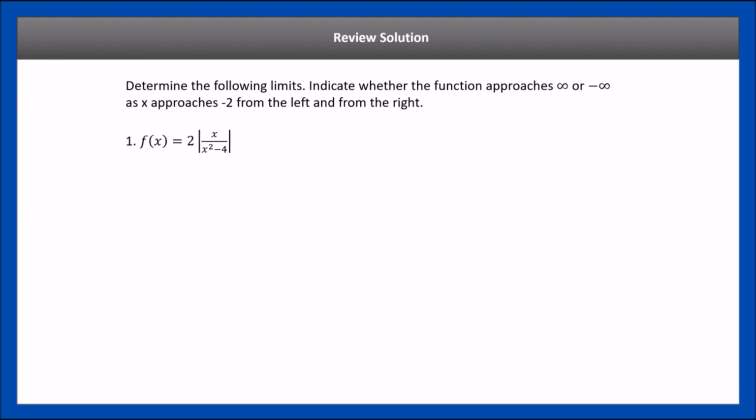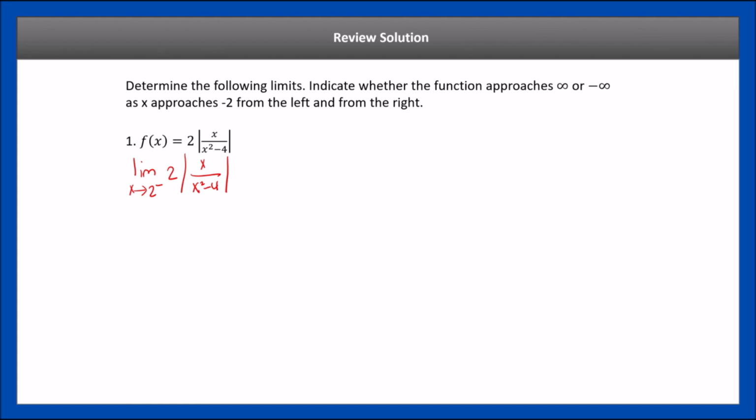So let's take a look at the first one. Determine the following limits. Indicate whether the function approaches infinity or negative infinity as x approaches negative 2 from the left and from the right. Okay, so first off, let's do negative 2 from the left side. So let's do the limit as x approaches 2 from the left of 2 times the absolute value of x over x squared minus 4.